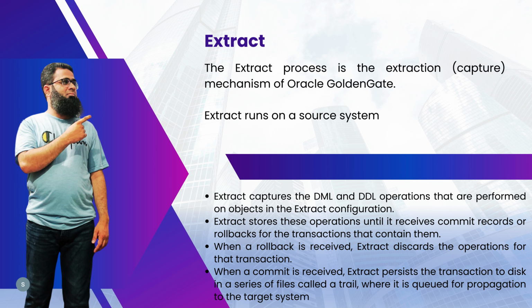The extract stores these operations until it receives the commit record or a rollback for the transactions that contain them. When it receives a rollback, it discards the transaction. And when it receives a commit, it stores the transaction in a permanent file, which is a trail file.